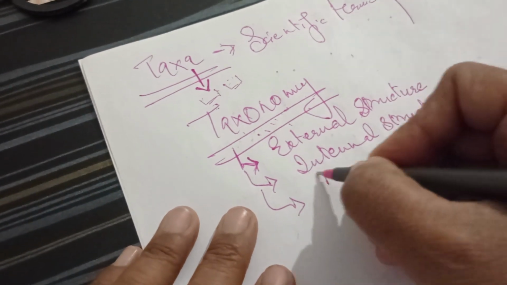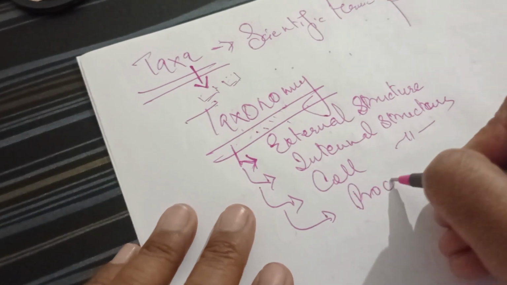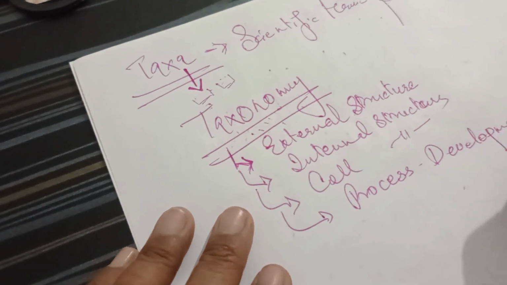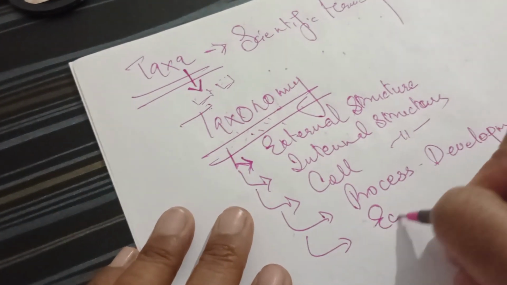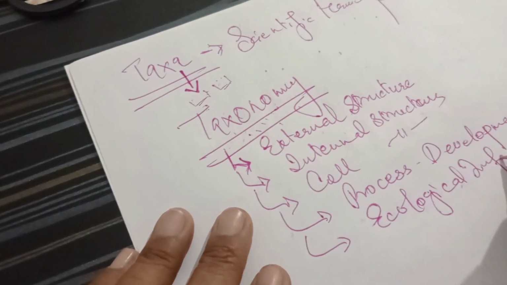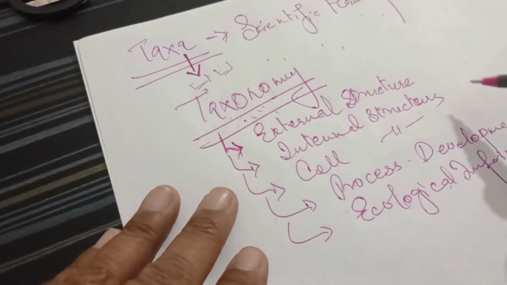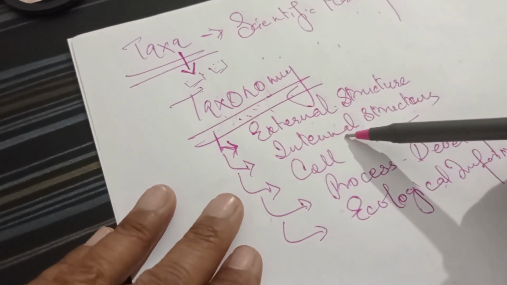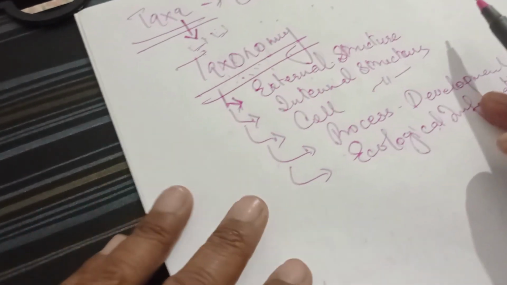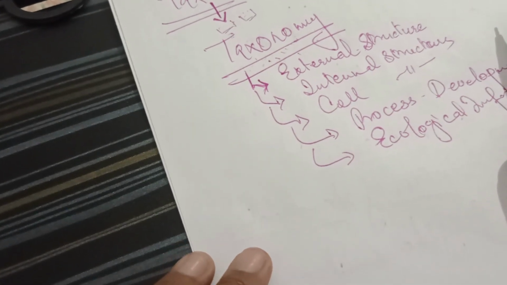There will be some cell structures. There will be some processes, development processes of the organisms, which will be considered. There will be some ecological information. How is this grouping done? This grouping is done on the basis of some characters. And what characters will be considered? Some external structures, some internal structures, cell structures, process of development, and ecological information. Based on this, the organisms will be grouped into similar or different groups.